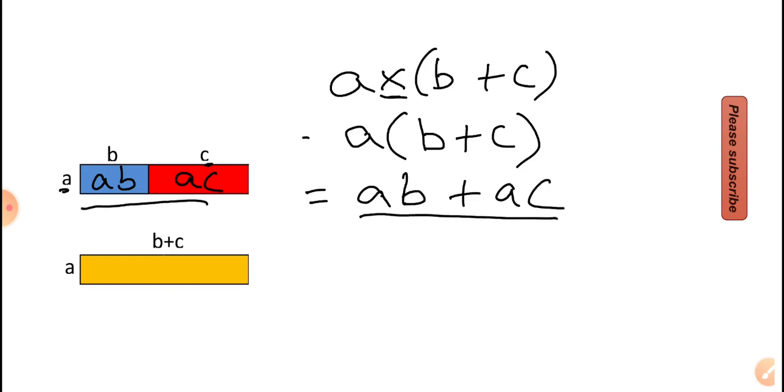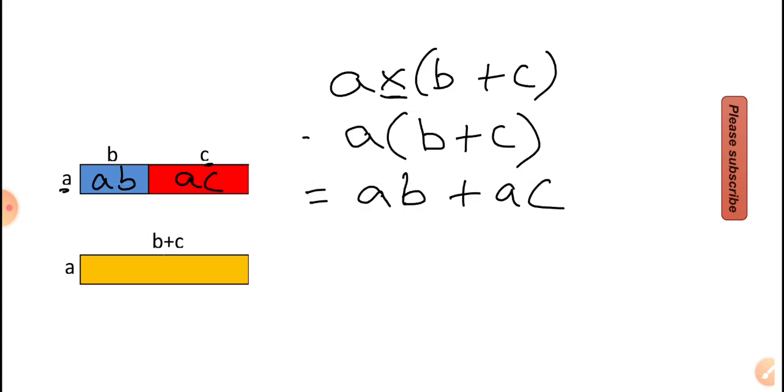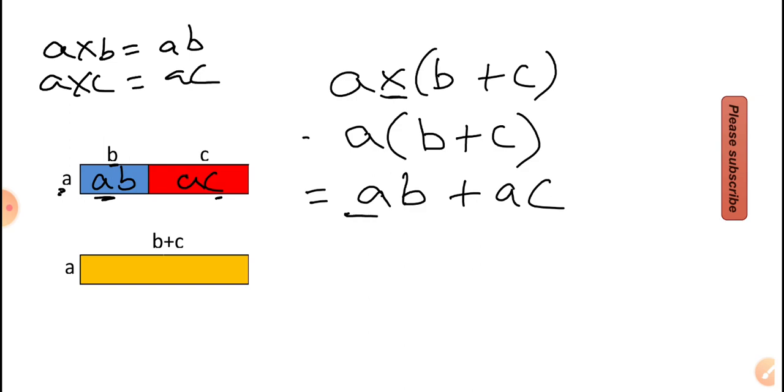So remember, what do we do? We first did A times B was AB to get the area of the blue rectangle, and A times C was AC. So remember, A times B, we can just write it as AB, and A times C, we can just write it as AC. So the final answer is AB plus AC.